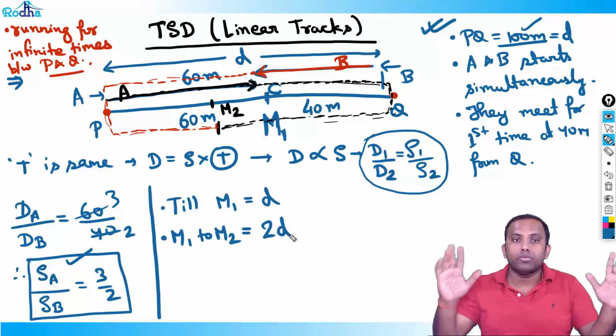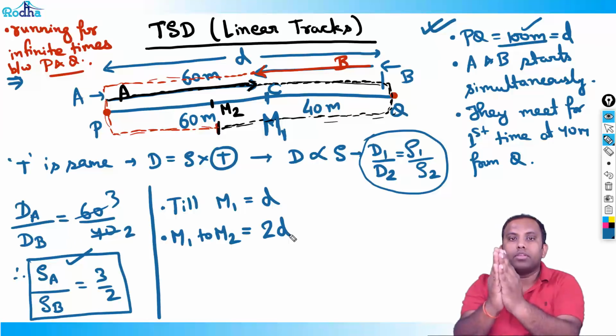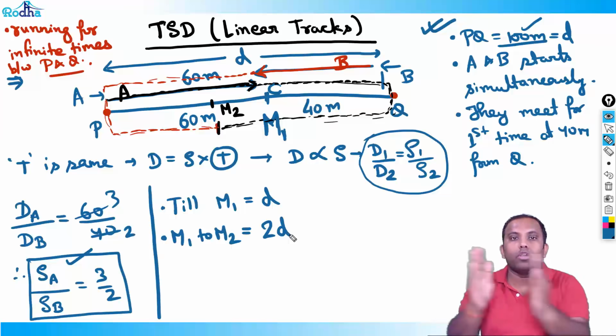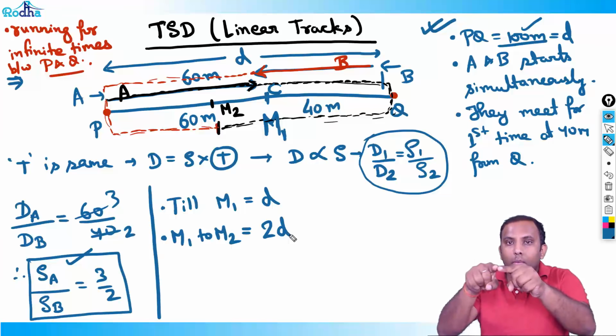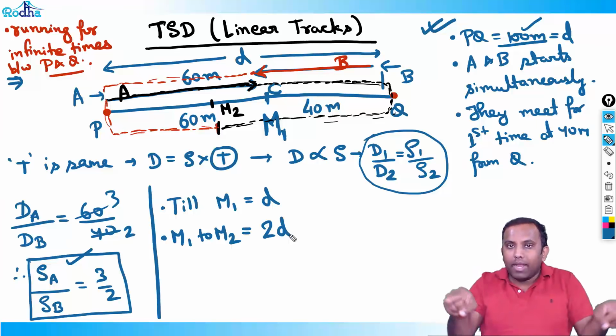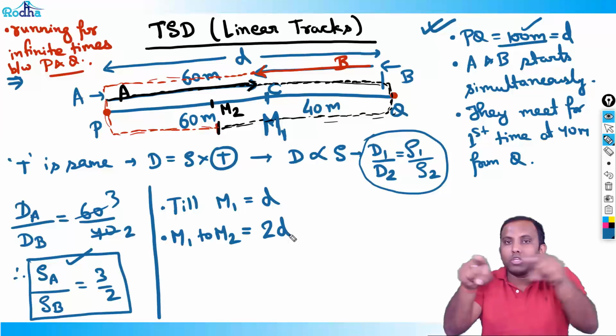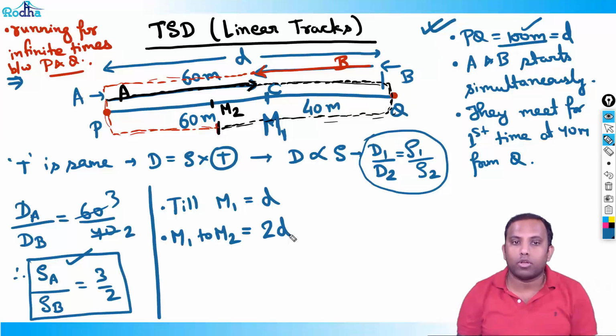Till M1, the first meeting point, they started at these two points and just meet at M1, at C. So the combined distance traveled is only D. But after M1, B went like this and A went like this. So after M1, the combined distance traveled by them is 2D. So M1 to M2 is 2D. Now this is a very important concept.